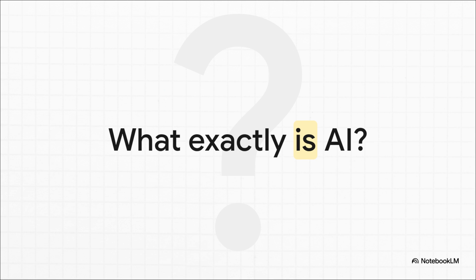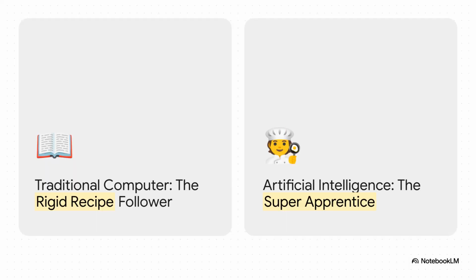Probably the easiest way to wrap your head around it is to put it side by side with something we all know really well, a regular old computer. So picture this. A traditional computer is like a rigid recipe follower. If you tell it to make a tomato and egg stir-fry, you have to give it these painfully exact instructions, like cut a 200-gram tomato into 8 equal wedges. But if that tomato is, say, 210 grams, the whole system just freezes. It can't adapt at all.